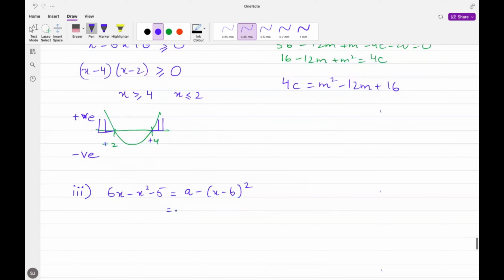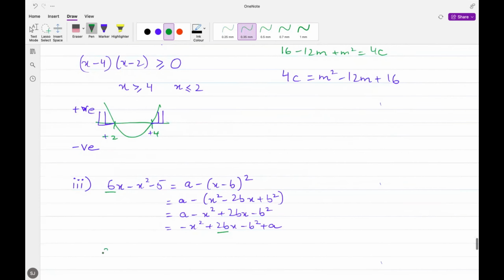So if I use the comparison method, I will simply expand the expression. So this will become x squared minus 2bx plus b squared. And this will become a minus x squared plus 2bx minus b squared. So we can write it as minus x squared plus 2bx minus b squared plus a. Now comparing it with the original expression, the term with x is 6 and over here the term with x is 2b. So we can say that 2b equals 6, which means b equals positive 3, and minus b squared plus a is a constant over here, and on this side we have negative 5, so we will equate it to negative 5.